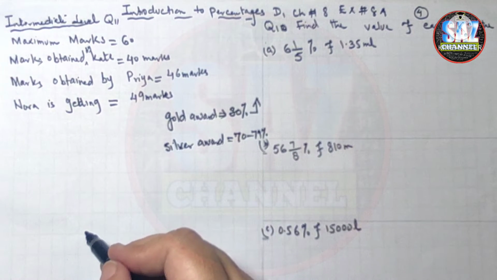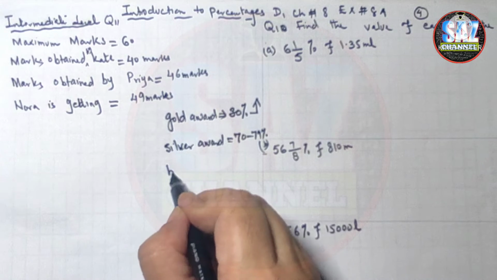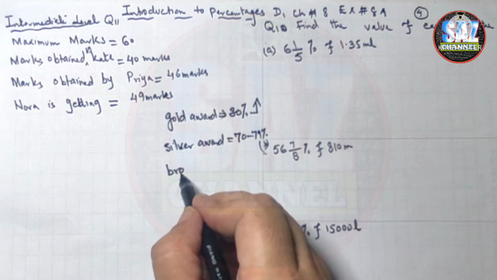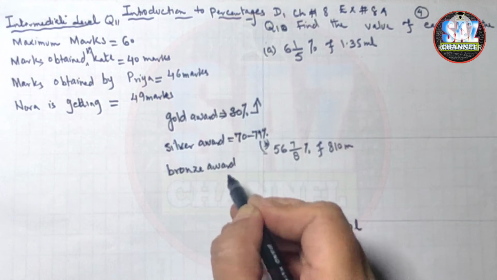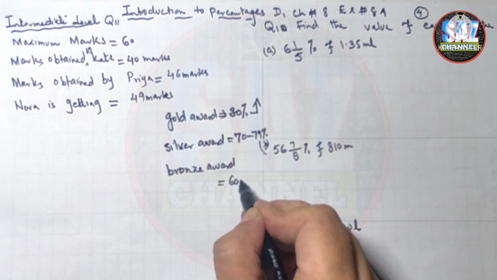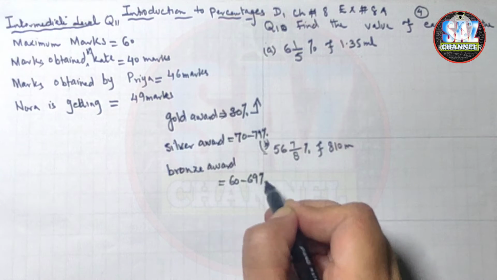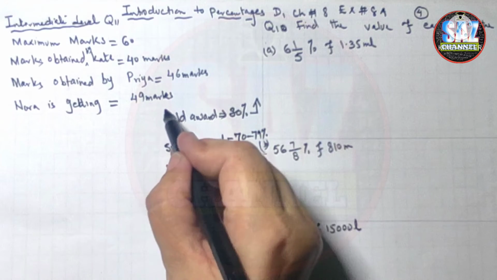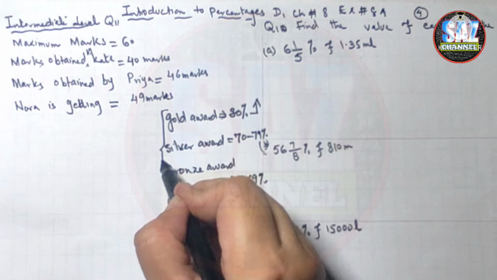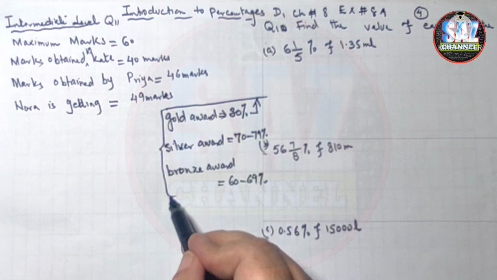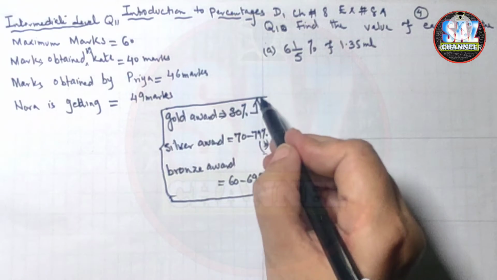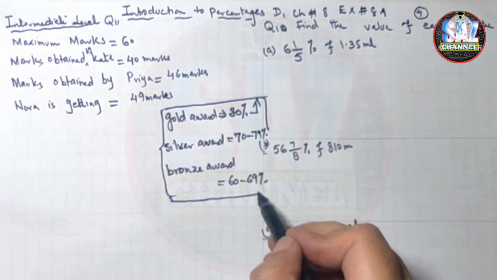And then what is left? 60 to 69, bronze award. The range of the percentage is 60 to 69%. This is the information which they are giving us in the beginning, and it will help us in deciding which award each of these girls is winning.